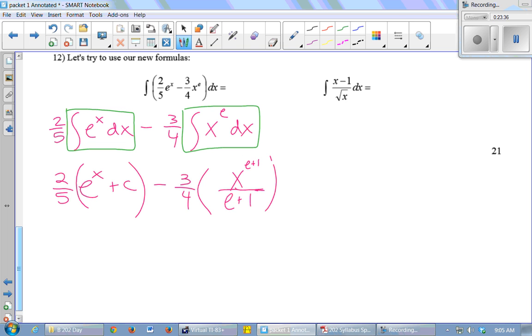And then you can distribute if you want. Oh, and I forgot my plus c on this one. Call this C1 because it might be different than that C. Could be different, doesn't have to be the same. We'll just leave that like that.